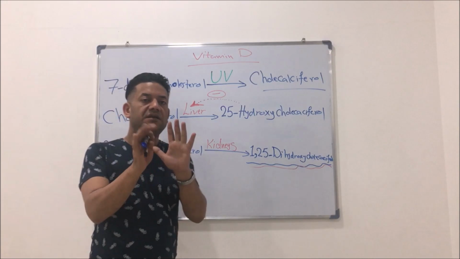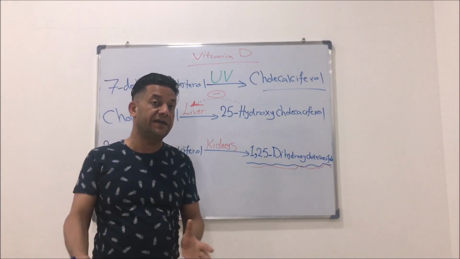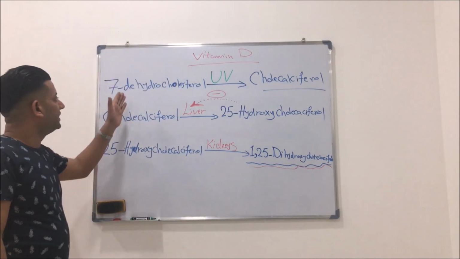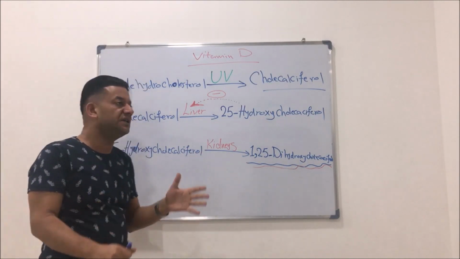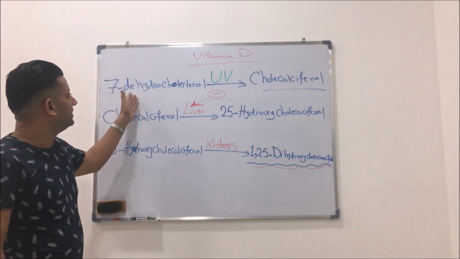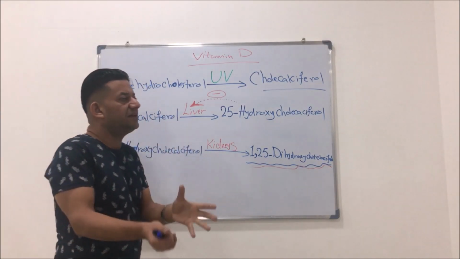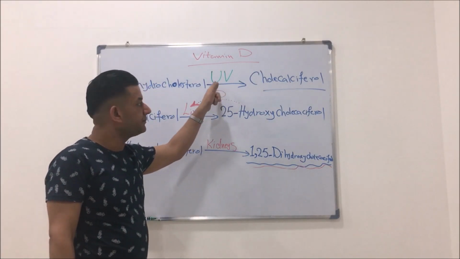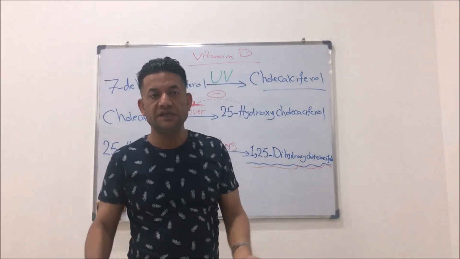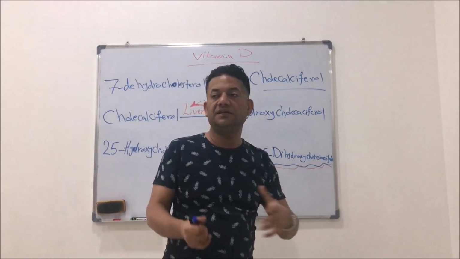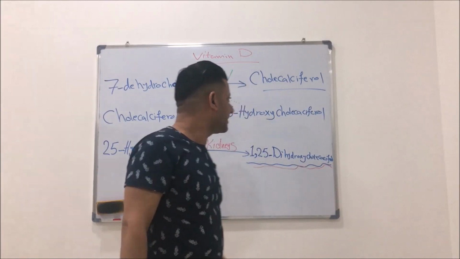So let's recall the formation and activation of vitamin D again. First of all, there is a natural compound within the skin, a type of cholesterol, called 7-dehydrocholesterol. When this compound is radiated with UV light of the sun, it will be converted to cholecalciferol, the vitamin D. But this form of vitamin D is an inactive form and it needs to be activated.